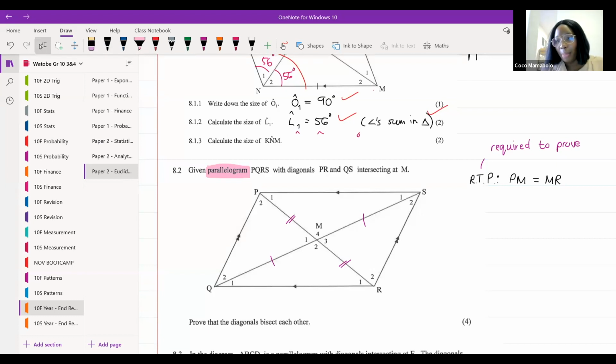That is my whole job. I'm going to prove that this part over here is equal to this part over there. That's what we're going to do. All right, so how are we going to prove that these two things are equal to each other?